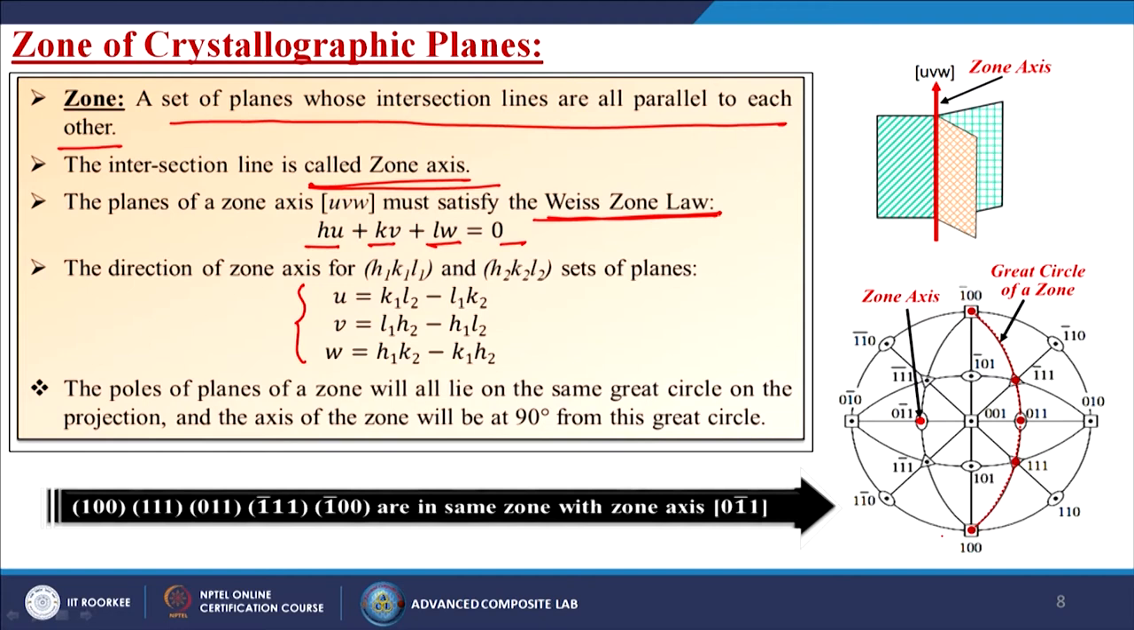The poles of planes of a zone will all lie on the same great circle on the projections, and the axis of the zone will be at 90 degree from this great circle. So in this particular image you can see that 01 bar 1 is the zone axis for which point? 100, 111, 011, 1 bar 11 and then 1 bar 00. So same thing has been written over here.